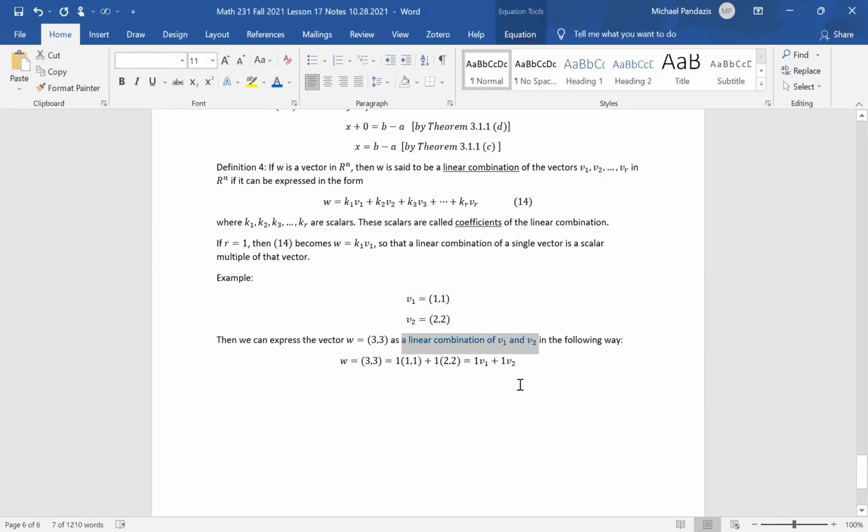Okay, so 1 v1 plus 1 v2 is a linear combination of v1 and v2, and so we're expressing W as a linear combination of v1 and v2. Make sense? Okay, so that's an example of a linear combination of two vectors. And the coefficients here are 1 and 1. Both of these ones are coefficients of that linear combination.